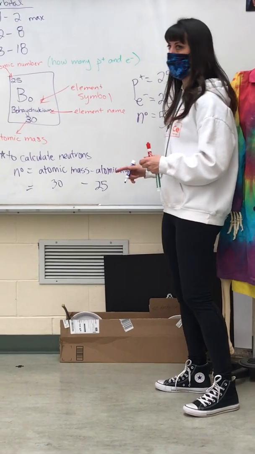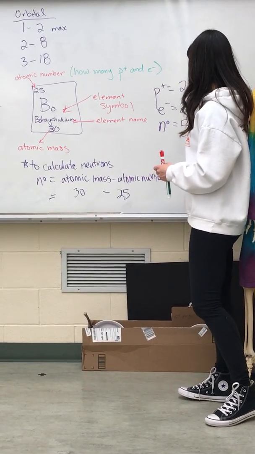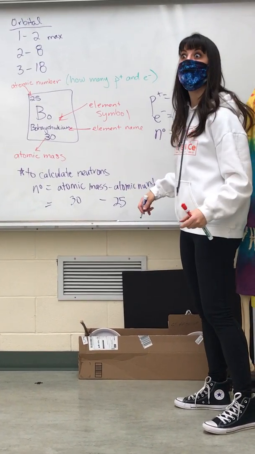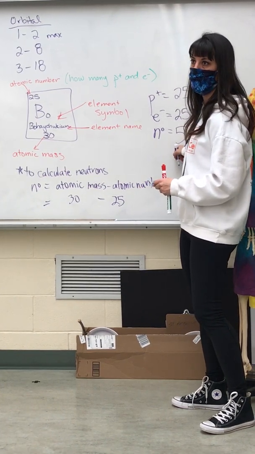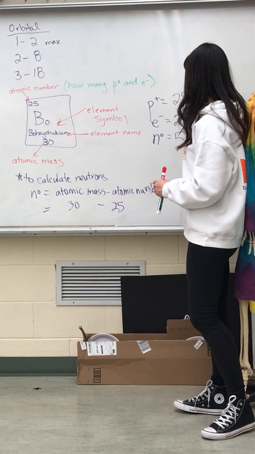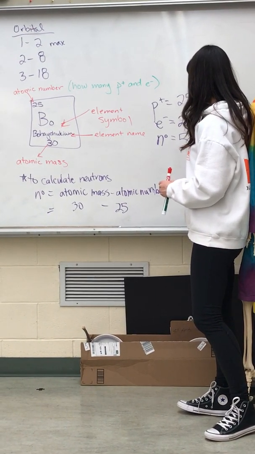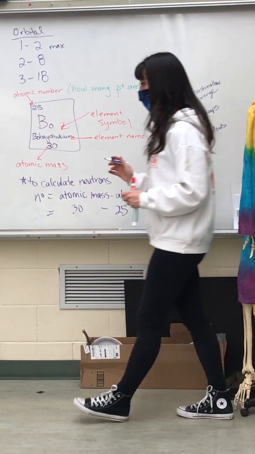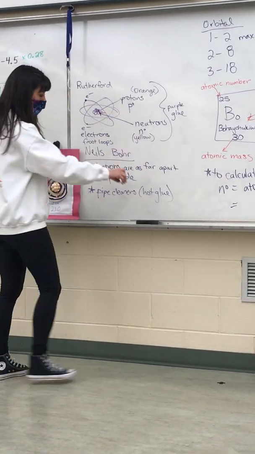My electrons, are they marshmallows or Fruit Loops? Fruit Loops. Can we eat it? No. Okay, how about my neutrons? Are they marshmallows or Fruit Loops? Marshmallows. What color? Yellow. Okay, now let's do a practice Bohr model with these numbers.